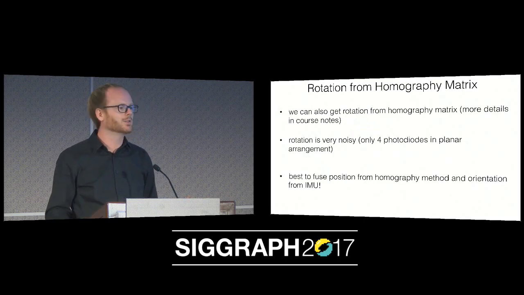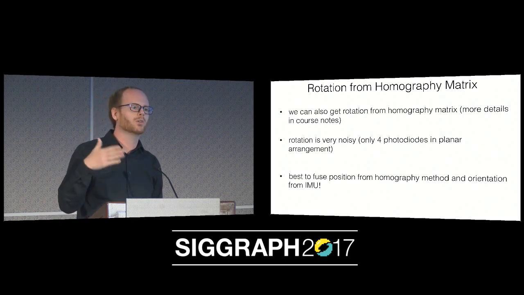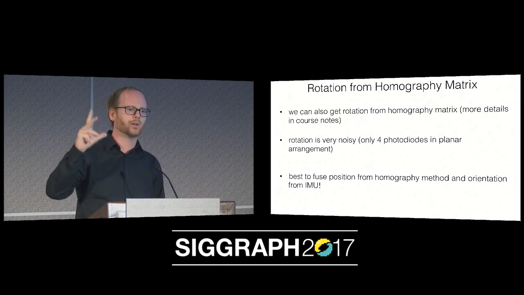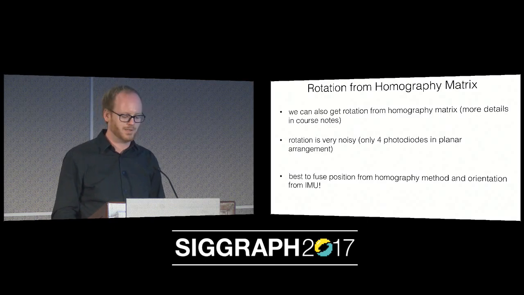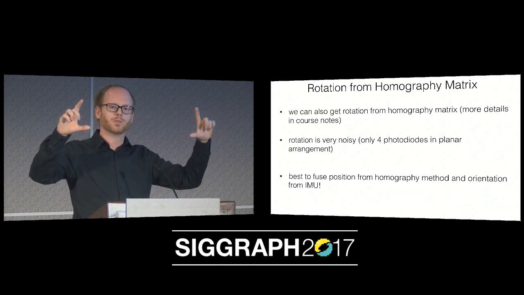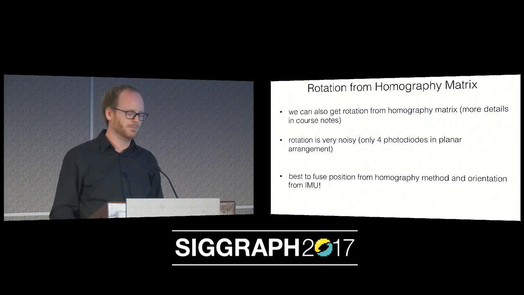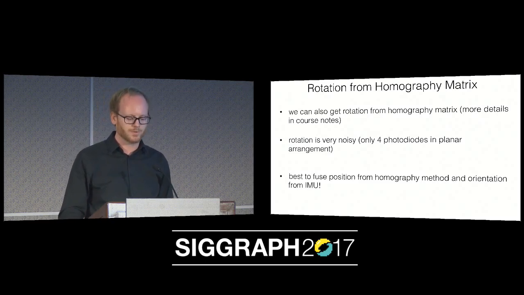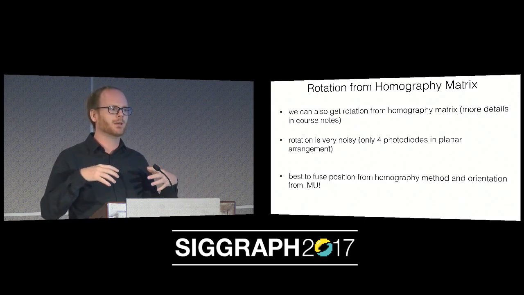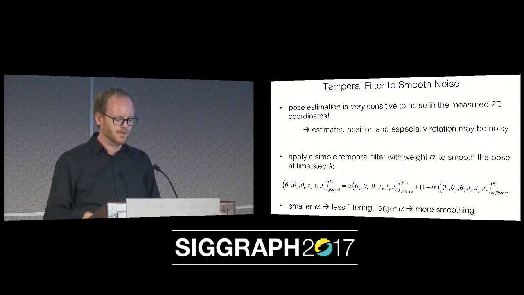I don't have enough time to go into detail to extract the rotation from the homography matrix. Actually, very simple, too. We're just going to orthogonalize these 2 measurements that we have and compute the third axis so we can also get the orientation from the homography matrix. You can read up the details in the notes. But for now, the summary is we take these measurements with the 4 photodiodes. We solve a very small linear system, and out comes the position of the Arduino with respect to the base station. For best results, you probably want to fuse the orientation from the IMU and the values you get from this. We skip these details right now.